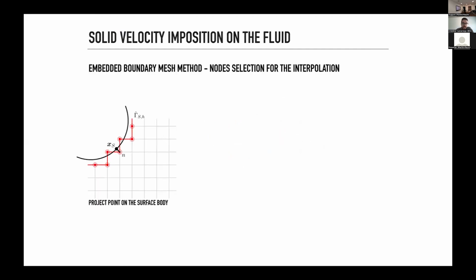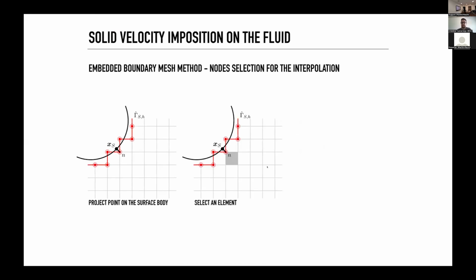So for that, we will consider this node here that I'm showing you to indicate the process. So the first step that we have to do is for this node, and we have to repeat this process for all the nodes that are part of this interface. For this node, we have to find the projection point. The projection point of this node on the surface body, as is indicated in this figure.